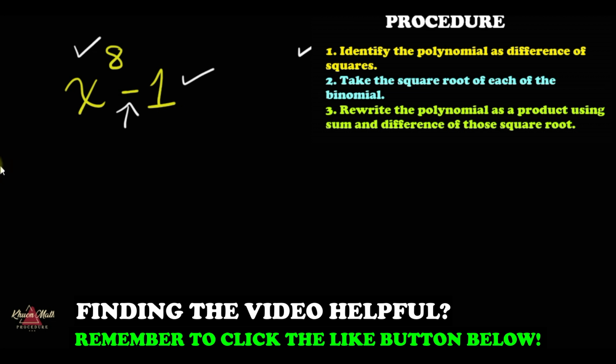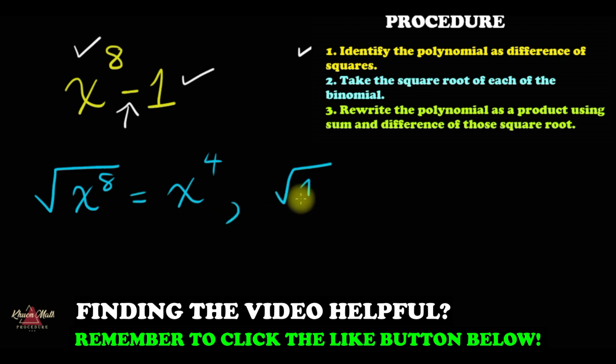Step 2, we're going to have to take the square root of, so let's take the square root of x to the 8th. Well, the square root of x to the 8th is x to the 4th, because x to the 4th times x to the 4th gives you x to the 8th. And then the square root of 1 is 1. Okay, so that's step 2. Okay, what do we do for step 3? Step 3 is to rewrite the polynomial as a product using sums and differences.